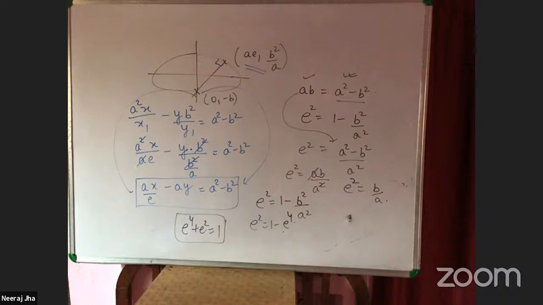So ab is equal to a square minus b square. So e square is equal to 1 minus b square by a square. And now we will put a square minus b square as ab. That means e square is equal to b upon a. Hence, what is the formula for eccentricity? That is 1 minus b square by a square, b by a whole square, b by a is e square, that is e power 4. E square is equal to 1 minus e power 4.